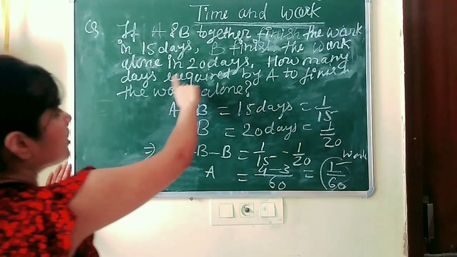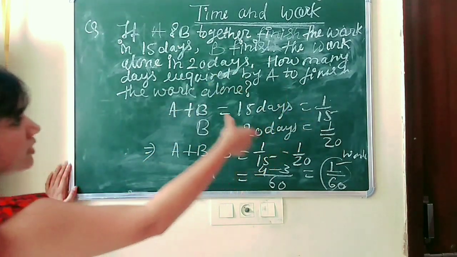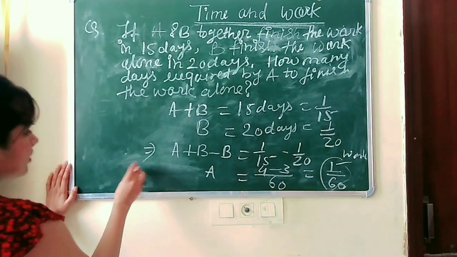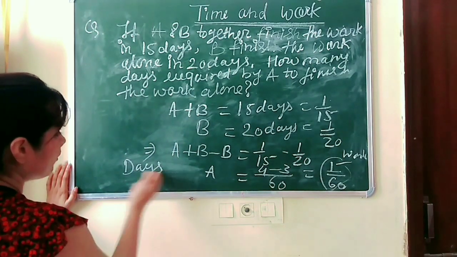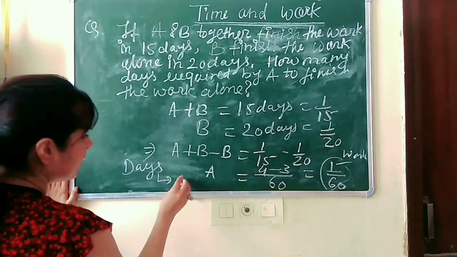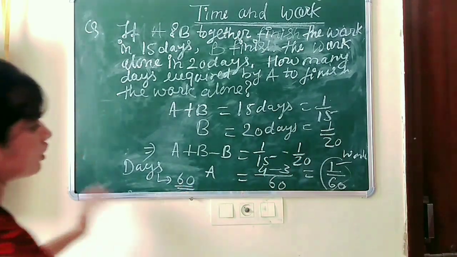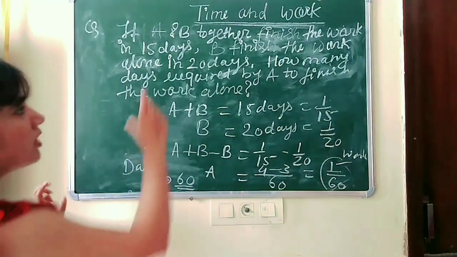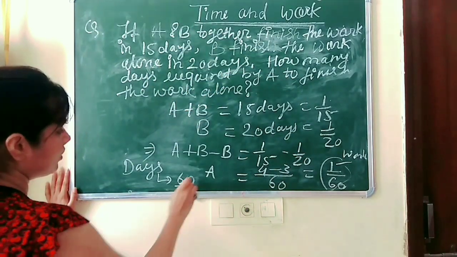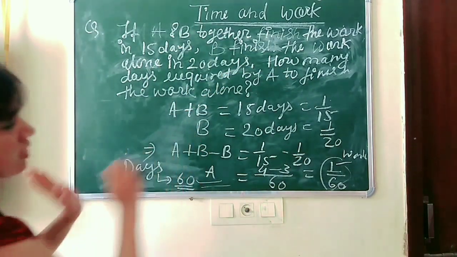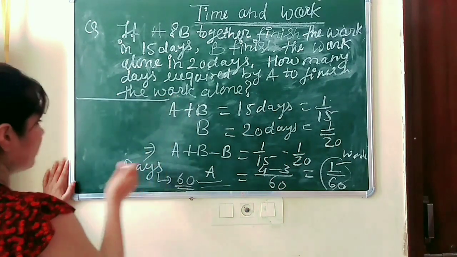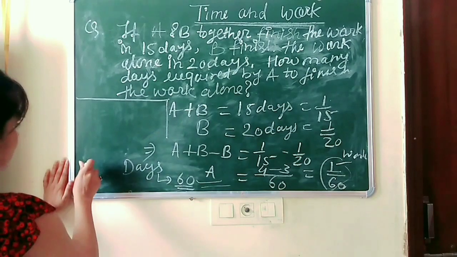Here it is asking how many days are required, so we just invert this quantity and we will get the number of days. That will be 60 days. So A will take 60 days to finish the same amount of work. Now this was the simple solution. You can also solve it by using the same trick.